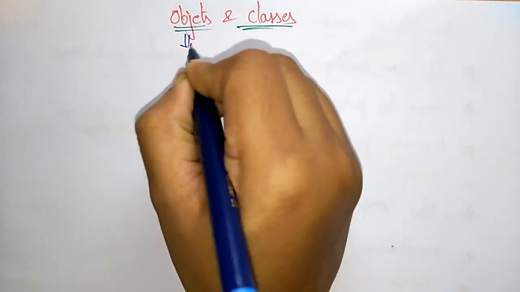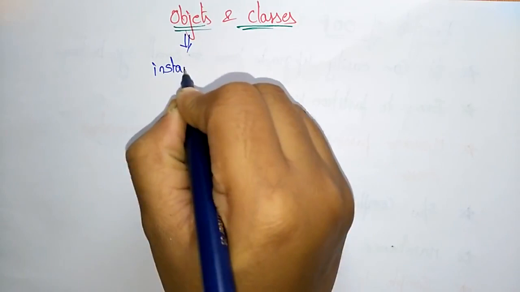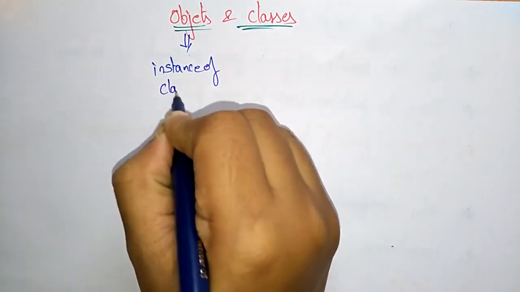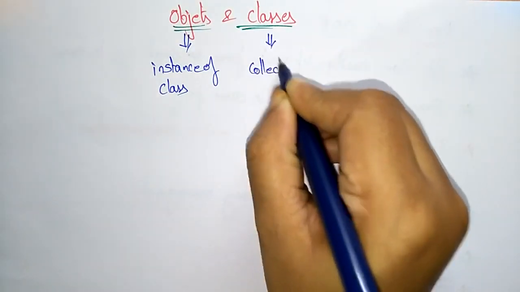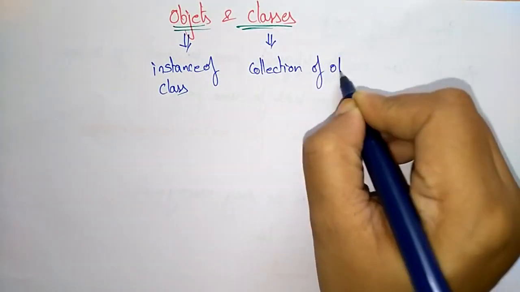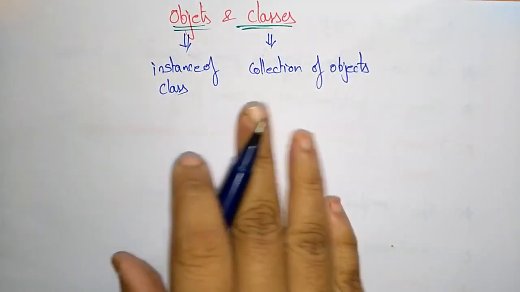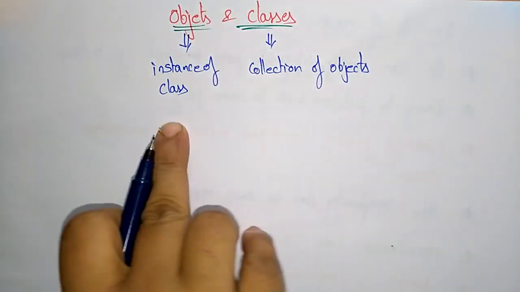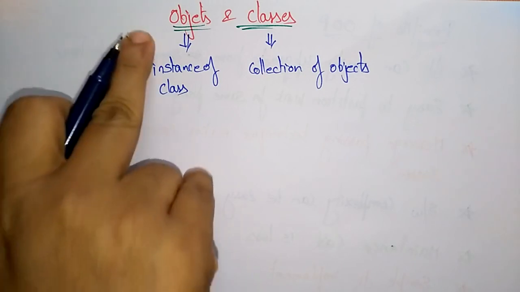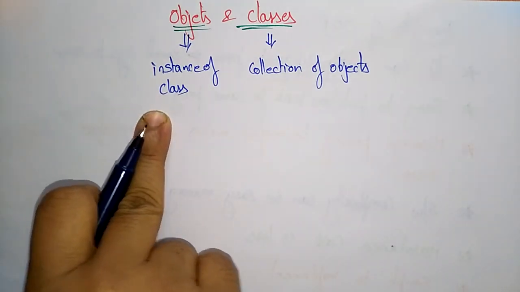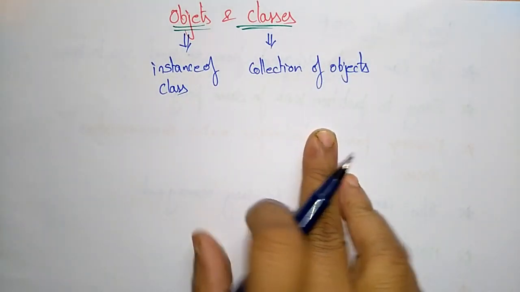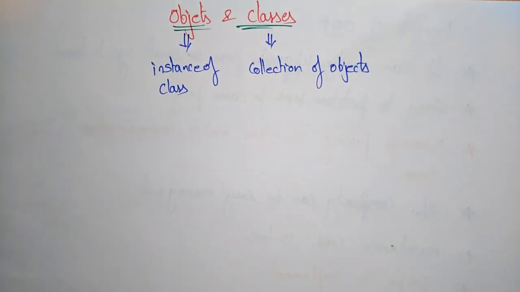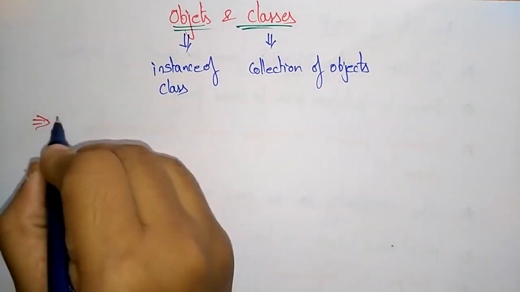So object is nothing but an instance of a class. And class is nothing but a collection of objects. You can observe the difference here. Class depends upon the object, whereas object also depends upon the class. Object is an instance of a class, whereas class is a collection of objects. So what does it mean exactly? Let us discuss one by one. First objects, after that class. Then you will understand the difference between these two.